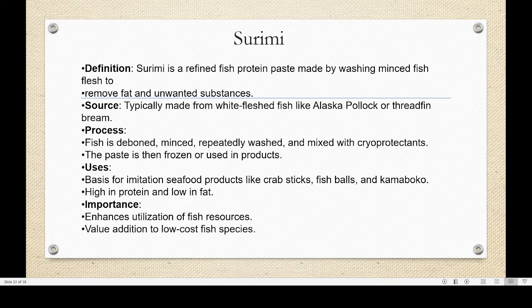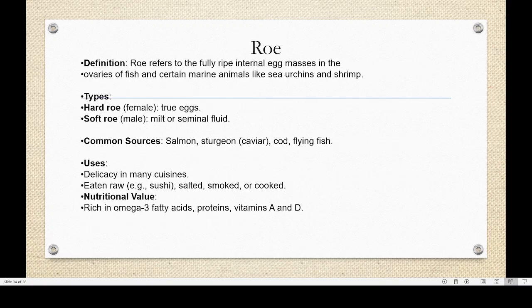Then, these are some applications by which we can convert a normal unsold fish into another useful marketable product. Then roe refers to fully ripe internal egg masses in the ovaries of fish and certain marine animals like sea urchin and shrimp. I will show you some pictures of that, because whenever I go to European countries, I always see this kind of thing.